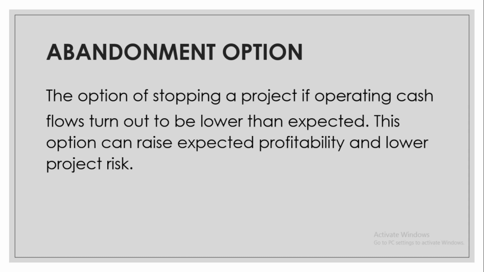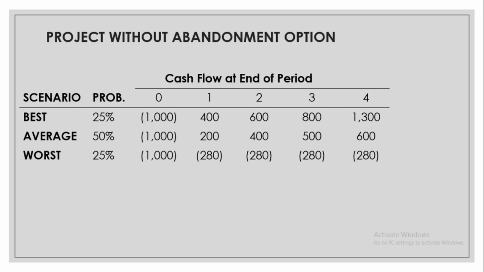Now, to compare or to appreciate the abandonment option, let's have two projects, in which one project is without the abandonment option and one project with the abandonment option. For the project without the abandonment option, we have three scenarios prepared: the best scenario, an average scenario, and the worst case scenario. The best scenario has a 25% probability, 50% probability for average, and 25% for worst case scenario. For the best, average, and worst scenarios, they have an outflow of 1,000 each.